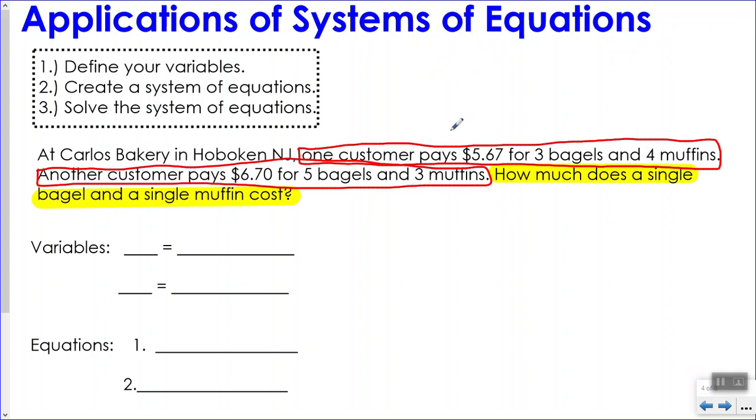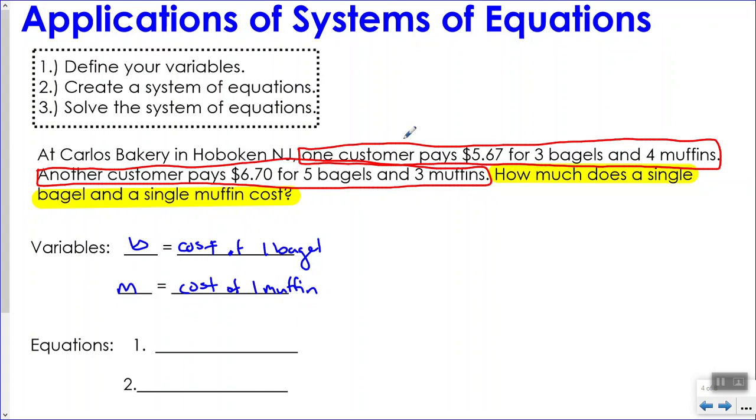Alright. So if we look here, we've got our important information. If you haven't set your system up yet, this is what we're looking at. I'm going to use different variables just so we can keep things interesting. We'll use B for the cost of 1 bagel, and we'll use M for the cost of 1 muffin. Again, you can use X and Y if you want. You can use different variables if you want.